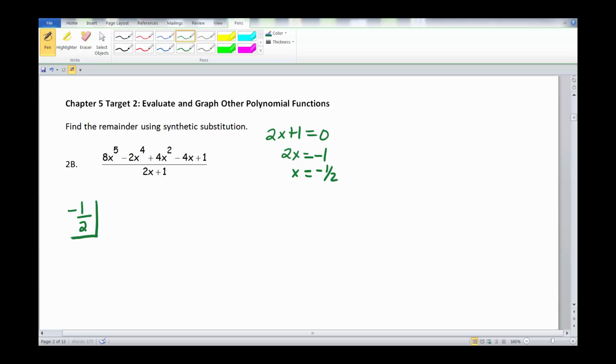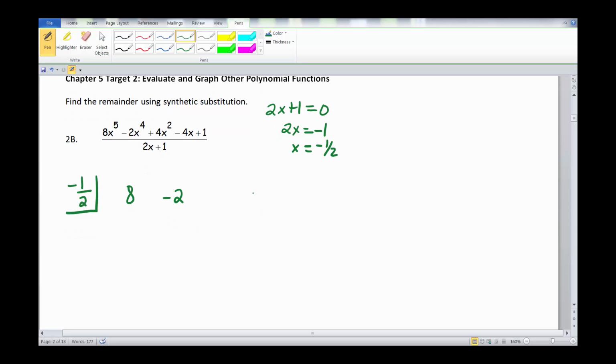inside of the box. And then what we're going to do is drop down our corresponding coefficients from our original polynomial. So we start off with 8. Then we have negative 2. Then we have 4. Then we have negative 4. And then we have 1.